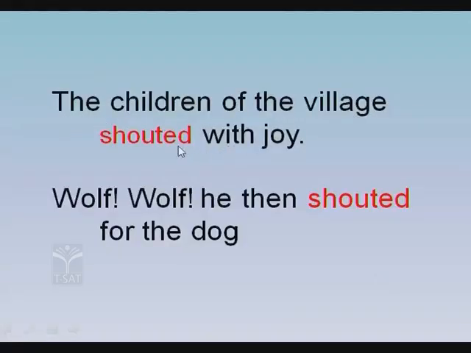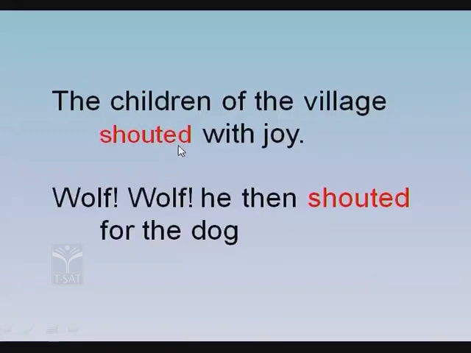Now look at the word in the textbook sentence. The children of the village shouted with joy. Wolf, wolf, he then shouted for the dog. Children, when you look at these two shouted, in the first sentence the shouted is different. So here the children are shouting out of happiness, and when you go to the second sentence, he is shouting for somebody to come over there. That means he is giving a cry for them to listen and come to that place.